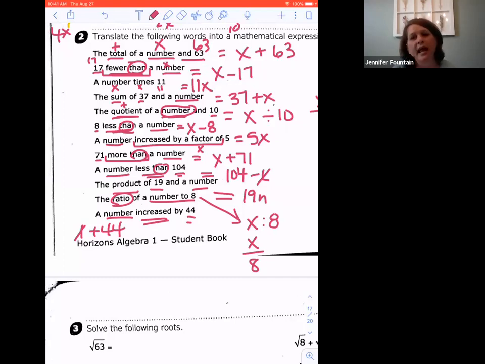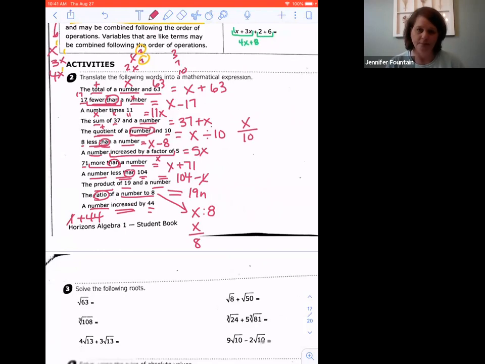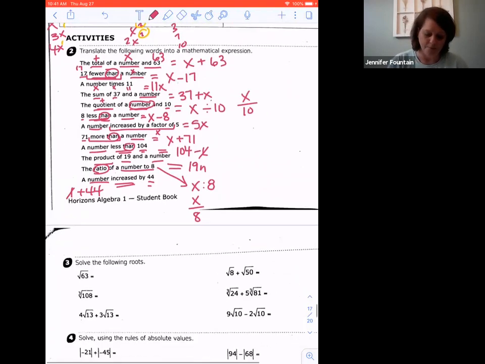Any questions on how to know what words translate to as far as the operation? Any questions on how to know what comes first? Does everybody feel okay with that? Okay.